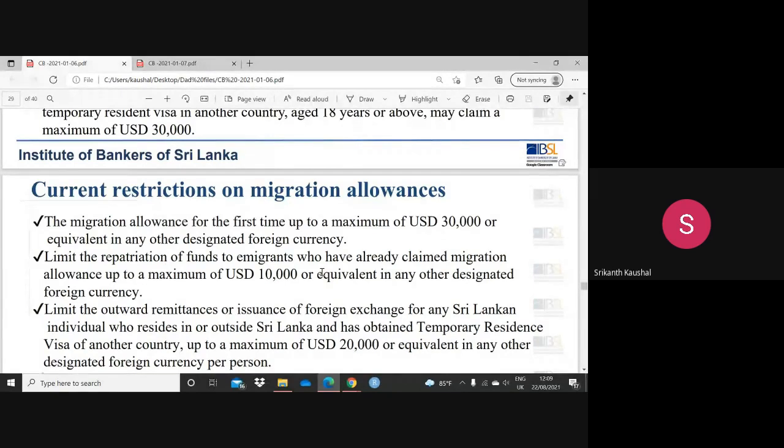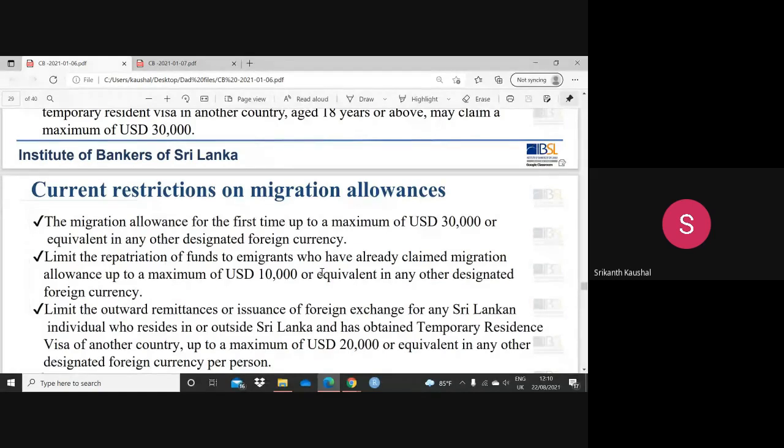Limit on repatriation for an immigrant who has already claimed migration allowance: until further notice they can take only $10,000. If they have already taken anything during this difficult period, they can only take 10,000. Though they have a limit of taking 150,000 or 200,000, they have only taken part of it. They want to take the balance, but currently only 10,000. That is for people who have already utilized the migration allowance. Only 10. For anybody going now for the first time, 30,000 will apply.